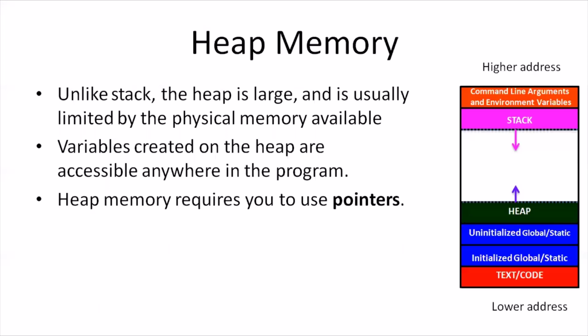Unlike stack, the heap is large and is usually limited by the physical memory available. Variables created on the heap are accessible anywhere within the program, irrespective of the scope, and heap memory requires us to use pointers. To see how the heap memory works, I recommend you see my tutorial on arrays using dynamic memory allocation in C, whose link is provided in the top right corner of the screen.